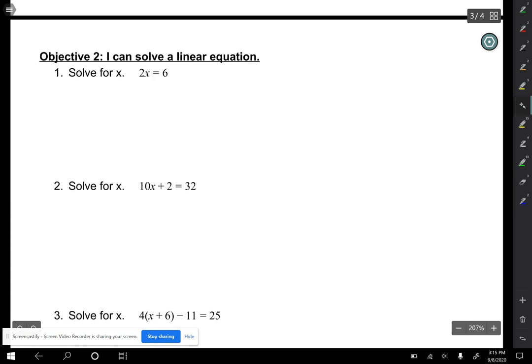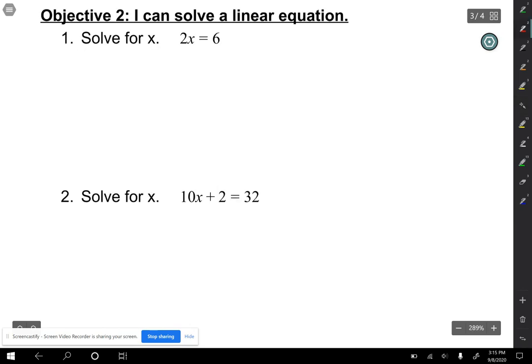All right, on to objective 2. I can solve linear equations. For these, remember that I would like for you to always draw your line down the sign. And right now, this 2x is being multiplied together to equal 6. So I want x to be by itself. So I need to divide by 2 on both sides. Once those cancel out, I have x equals 3 as my final answer.